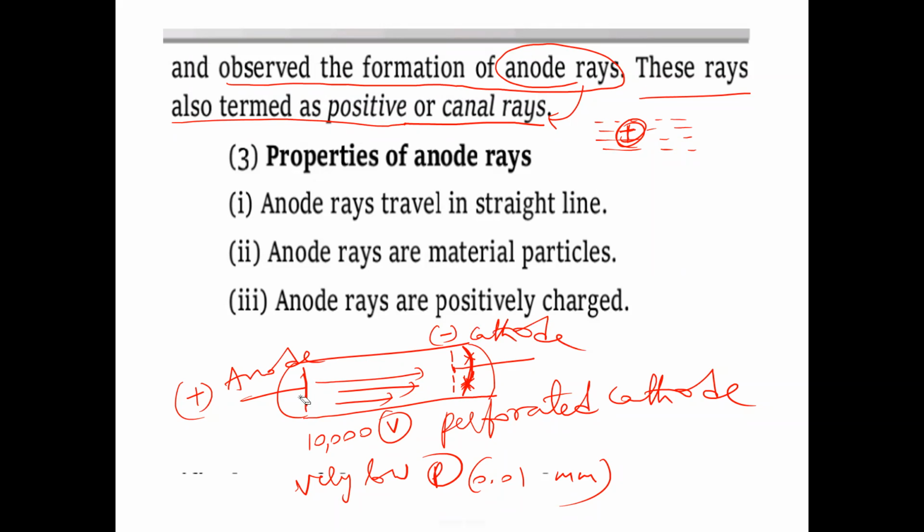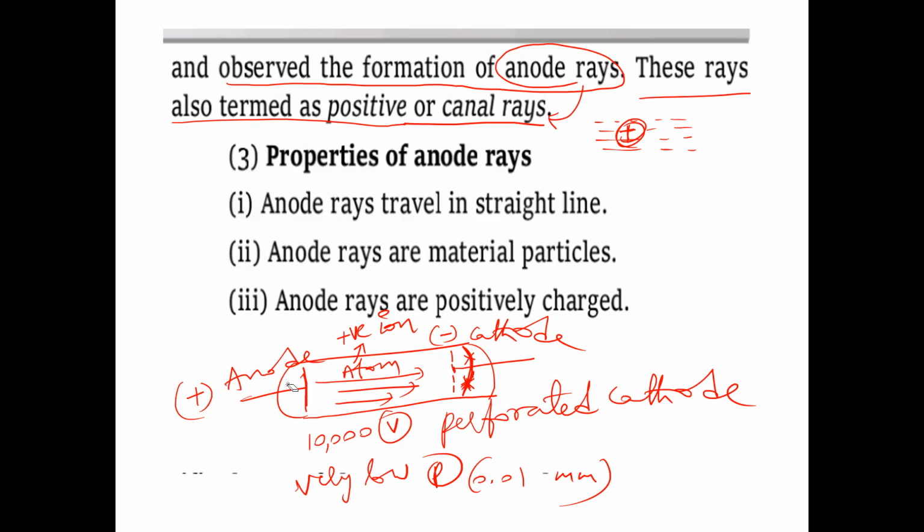Actually, remember, anode rays do not really arise from the anode. Suppose one atom is there. This atom first converts into a positive ion when electricity is passed. These positive ions are attracted towards the negative cathode. The flow of these positive ions is nothing but positive rays, meaning canal rays, otherwise anode rays.